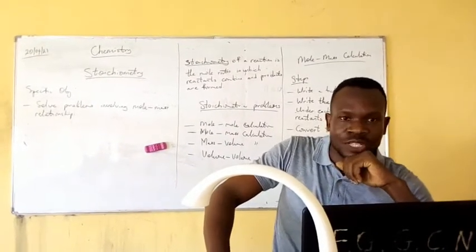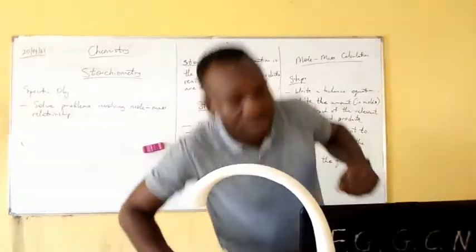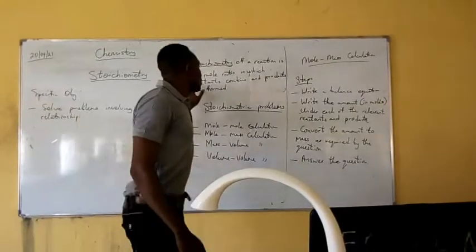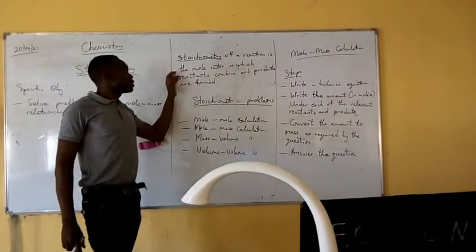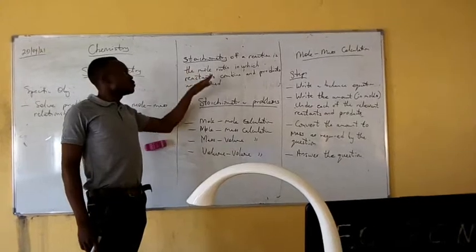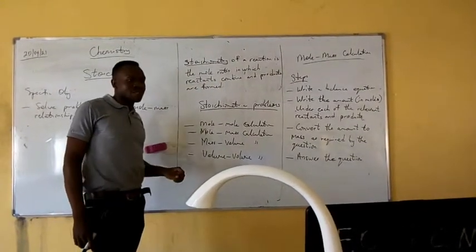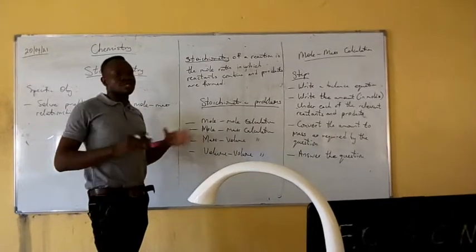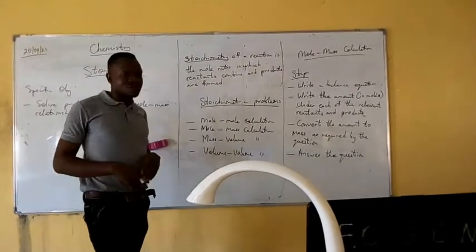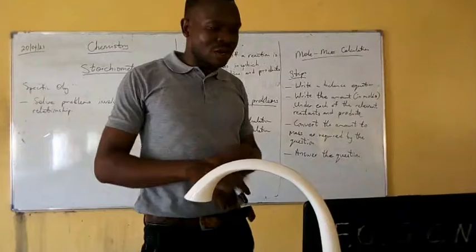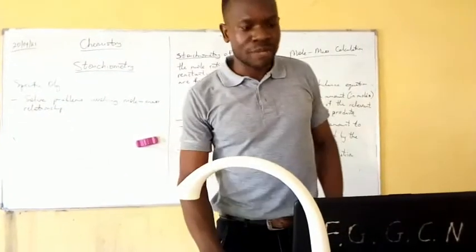So, what is the stoichiometry of a reaction? Stoichiometry of a reaction is the mole ratio in which reactants combine and products are formed. It gives you the relationship between the reactants and the products. So we are going to look at stoichiometric problems.